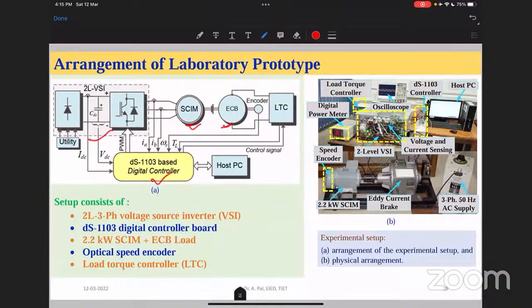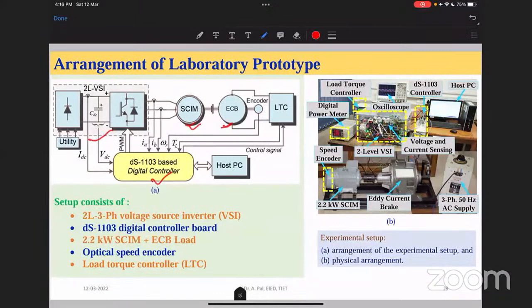One of the primary parts of the setup is the voltage source inverter, which includes the power circuit, gate driver circuit, signal conditioning card, voltage sensing card, current sensing card, and different protection cards. This module was actually designed in the laboratory for this particular research work. I'll show some parts of this in a later slide.